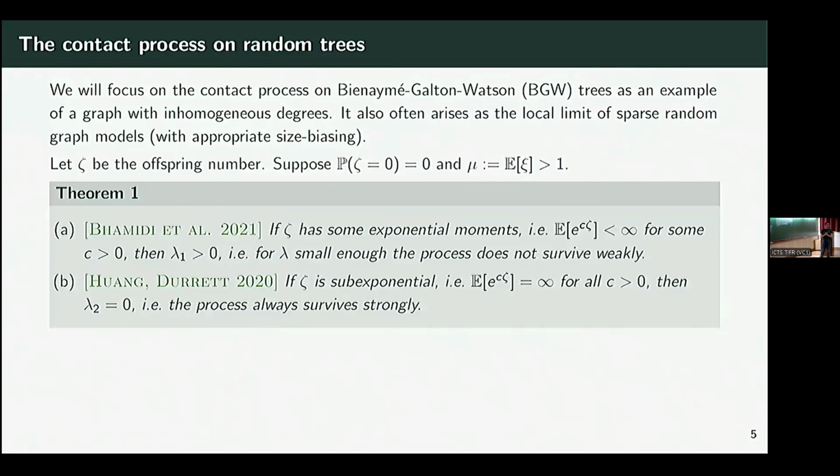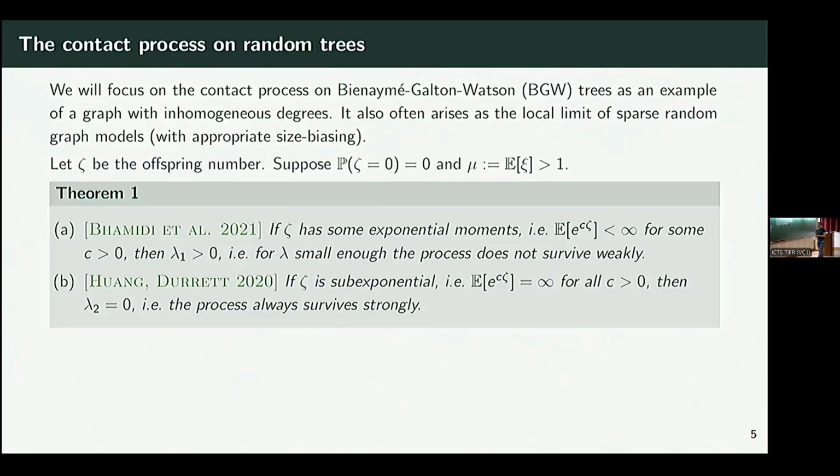If zeta is reasonably well behaved, so it has some exponential moments, then the process behaves similarly to the lattice. So you have a phase transition: there's a positive lambda such that if your lambda is less than this, then your process dies out. However, if your offspring distribution is more heavy-tailed, so if it's sub-exponential, so you've got no exponential moments, so this expectation of e to the d times zeta is always infinite, then your process doesn't show a phase transition, and however small you choose your lambda, your process will survive strongly.